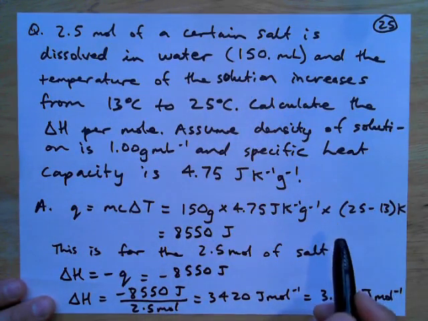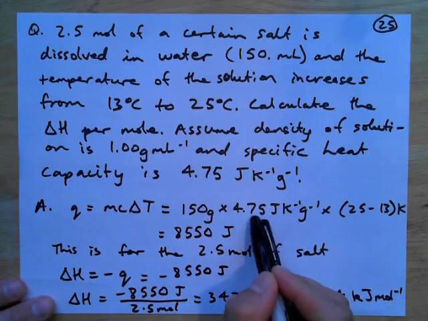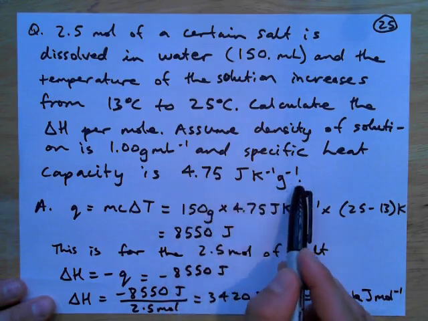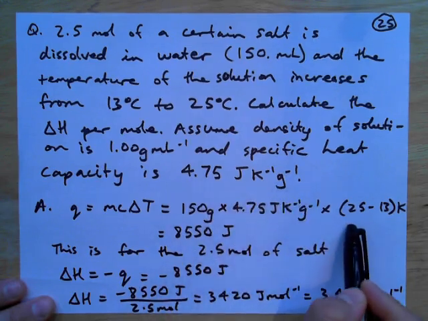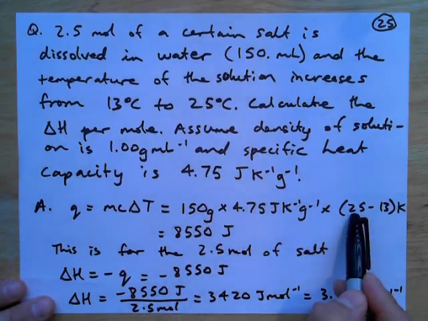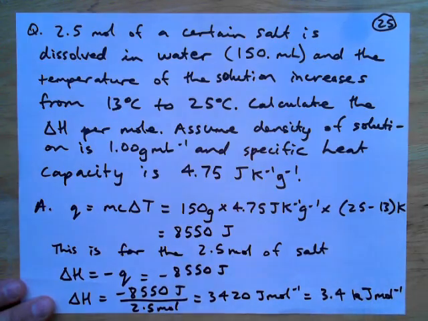You might want to refresh what density means. Density is mass over volume. So I'll multiply it by my specific heat capacity, which is 4.75 joules per Kelvin per gram, and then I multiply it by my difference in temperature from going from 13 degrees up to 25 degrees. So my final minus initial. And I get this number of joules. Now this is for the 2.5 moles of salt. Okay, so I'll get this delta H, and this is for 2.5 moles of salt. Now here's an important thing.